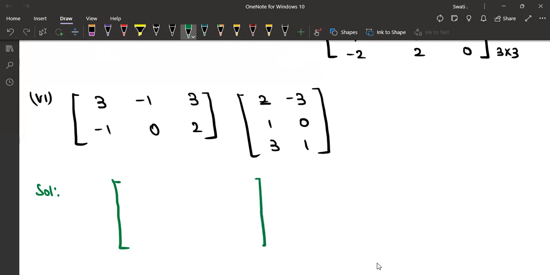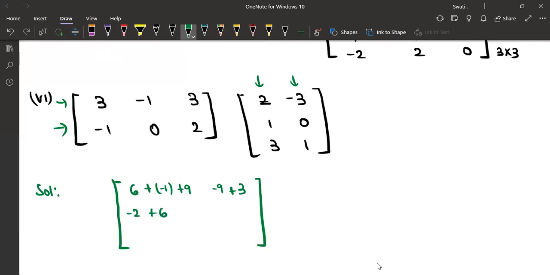So let's simplify this. First row, first column. So 3 times 2 is 6, plus minus 1 times 1 is minus 1, plus 3 times 3 is 9. This is the first entry. Now for the second entry, first row, second column. 3 times minus 3, that is minus 9. Plus minus 1 times 0, no need to write down because that is going to be 0 only, and then plus 3 times 1 is 3. Now for the next entry, second row, first column. So minus 1 times 2 is minus 2. 0 times 1, no need to write down. 2 times 3 is 6.